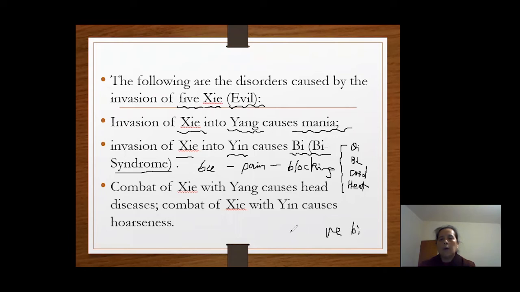Generally speaking, we have 4 different kinds of B. We have wind B, where people have a moving kind of pain. We have damp B, where people have menlei, which is heaviness. And we also have cold B.